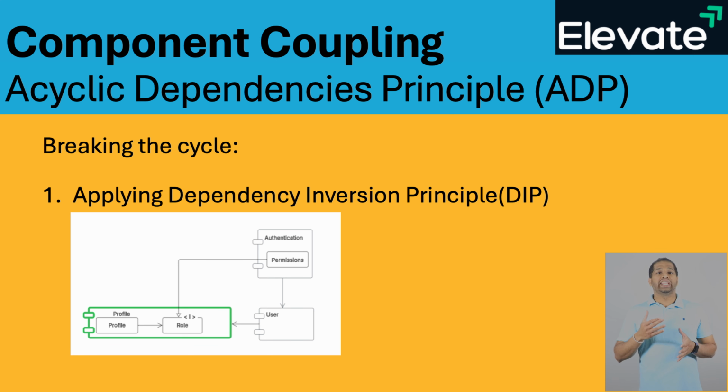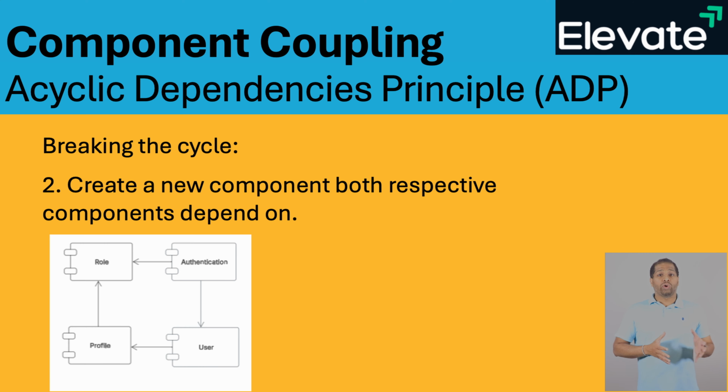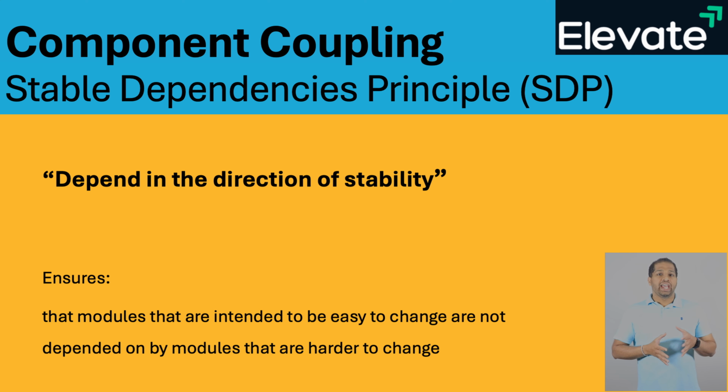Here we have introduced an interface called role to invert the dependency between profile and permissions. So this role interface or abstract class now makes the permissions class in authentication component and also the profile class in the profile component depend on that. So that way there are no cycles in the component dependency. We can also create a new component called role that the authentication and profile components will depend on to remove the cycle.